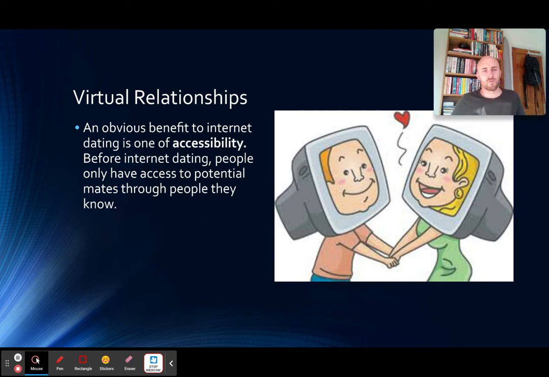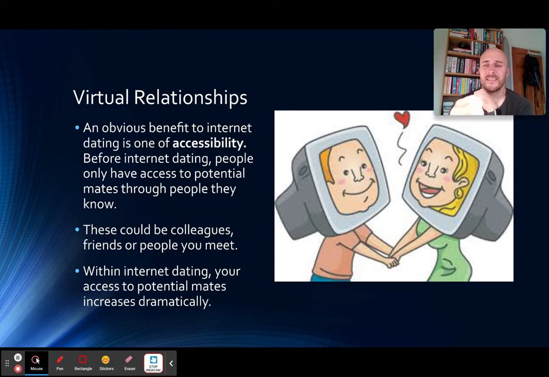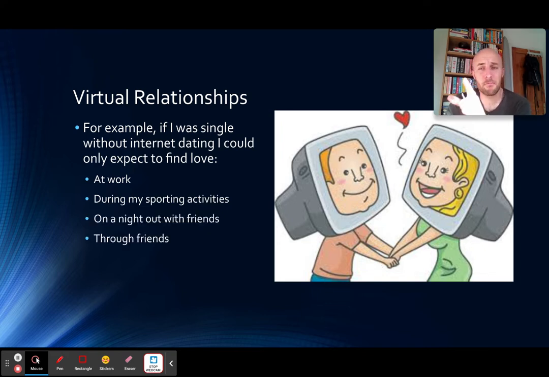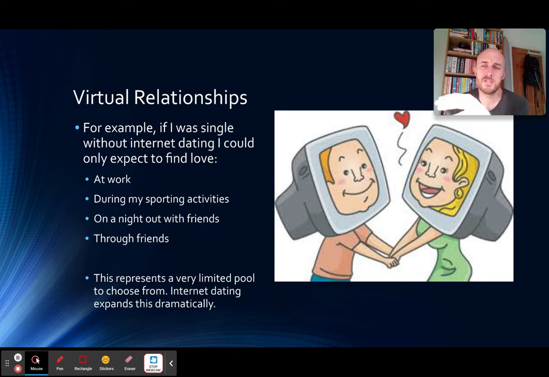So as I've said, an obvious benefit to the internet dating or dating sites is one of accessibility. Before dating apps, you would only meet people in your life. So in your sporting activities, where you work, where you live, for example. But with internet dating, that ability to meet people across the country is exponentially increased. So I've said, if I were single without internet dating, the only realistic place I could find love is at work, during my sporting activities, which is rare, on a night out with friends is probably the main thing, or through friends. Those really are the only 4 places in which I'm going to be able to actually choose someone. And that's a very, very limited pool of dating. So a major benefit about virtual relationships is that it expands your pool of potential mates, like I say, exponentially, phenomenally.